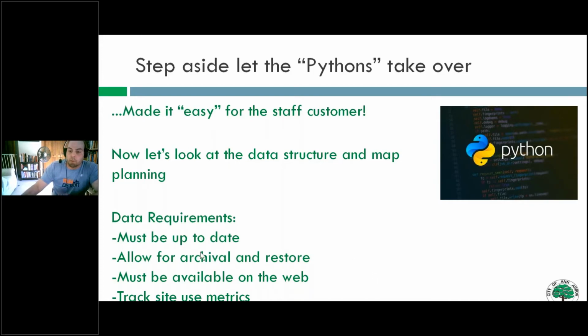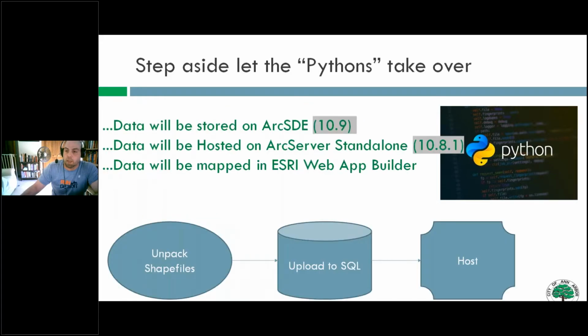So we wanted it to be up to date. We also wanted archival and restoring to happen in case something went bad. We could go back to a period in time and update our map viewer. Obviously, we wanted it to be available on the web, and we like to use site metrics on most of our public web viewers so we could see who's using them and when they're using them and how they're using them. So that's some of the data requirements we had.